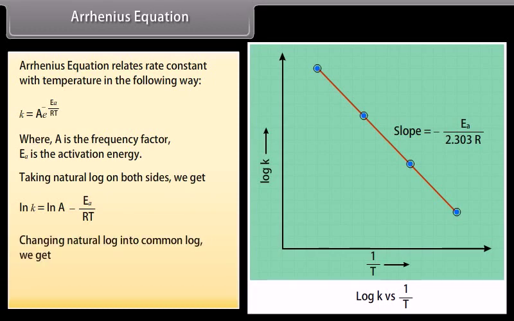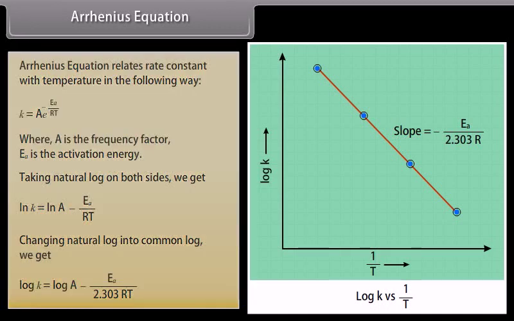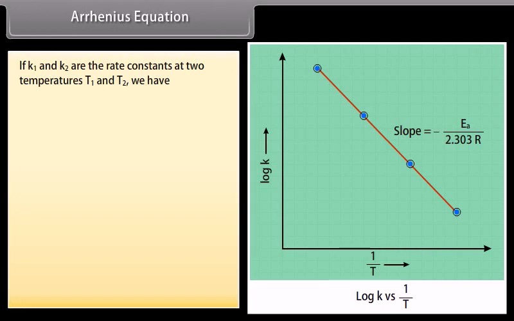Changing natural log into common log, we get log K is equal to log A minus EA upon 2.303 RT. If K1 and K2 are the rate constants at two temperatures T1 and T2, we have log K1 is equal to log A minus EA upon 2.303 RT1. Log K2 is equal to log A minus EA upon 2.303 RT2.